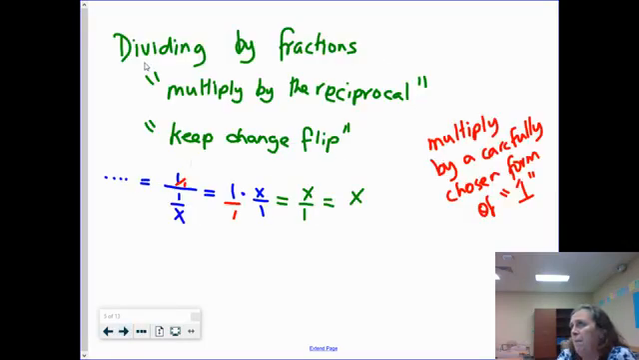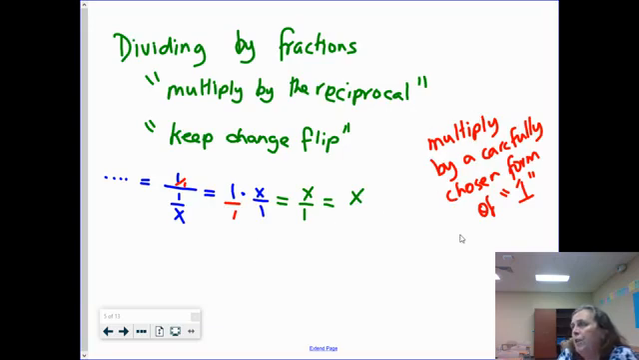So remember, dividing by fractions, you either say multiply by the reciprocal, or you say keep, change, flip. Keep the numerator as it was, change division to multiplication, and flip this one upside down. That's your multiplying by the reciprocal part. Okay?